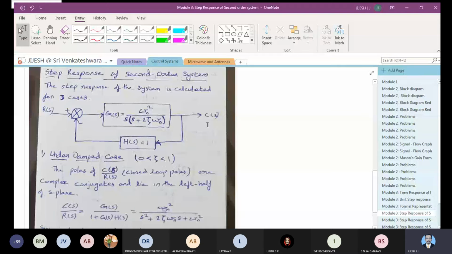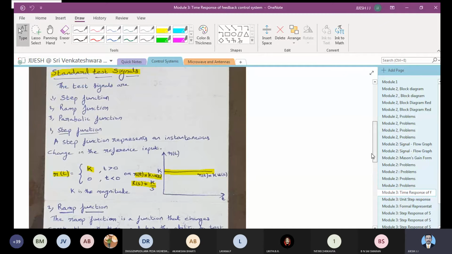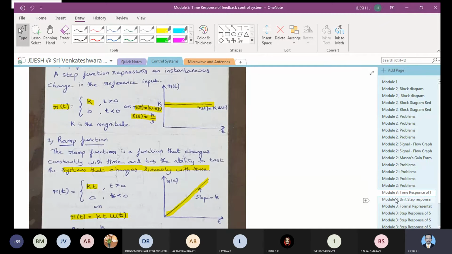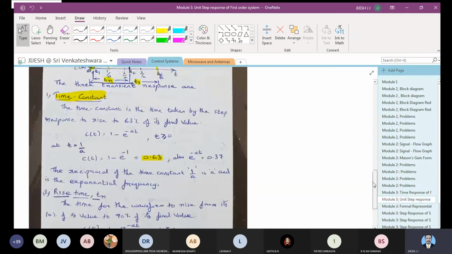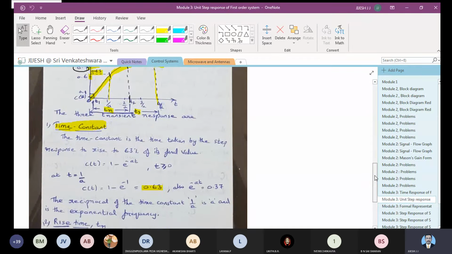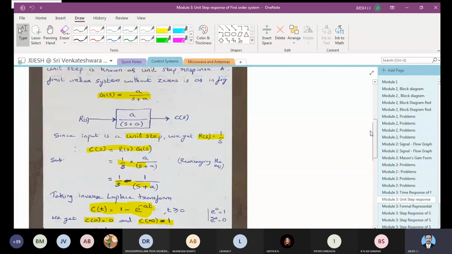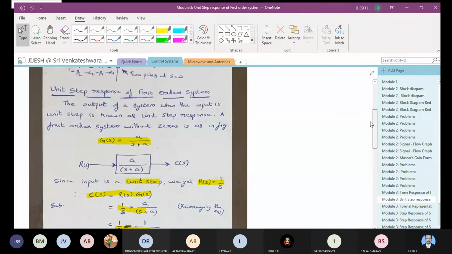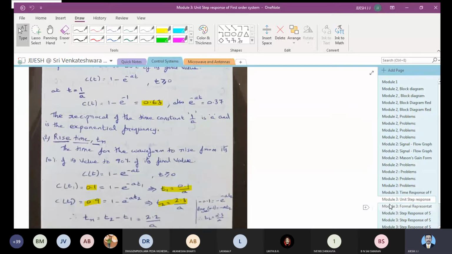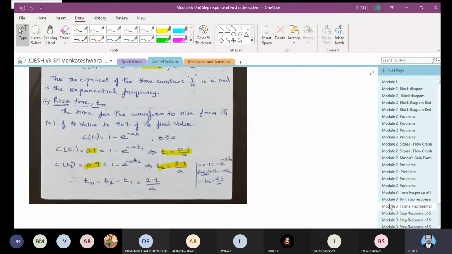So here the questions, they may ask you explain the step response of first order system, explain the step response of second order system, or they may ask you to explain the standard test signals, these things that are there, step, ramp and all. If this topic is coming, they may ask you to explain time constant, rise time and settling time, or they directly ask explain the unit step response of first order system. These are some of the questions possible here. We have done one problem as well in the previous class.